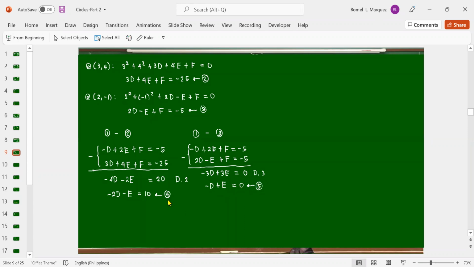Okay? Solving equations 4 and 5, we have equation 4 plus equation 5. Addition. Negative 2d plus negative d, that is negative 3d. Negative e plus e is 0, and that is equal to 10. Okay? So hence, d equals negative 10 over 3. Let's mark this. What about e? So we can solve it from either 4 or 5. Let's have it from 5. From equation number 5, we have negative of negative 10 over 3, then plus e is equal to 0. Therefore, e is equal to negative 10 over 3.